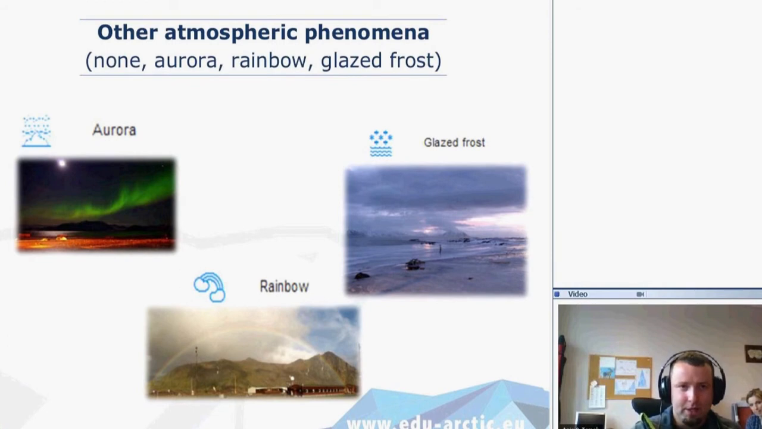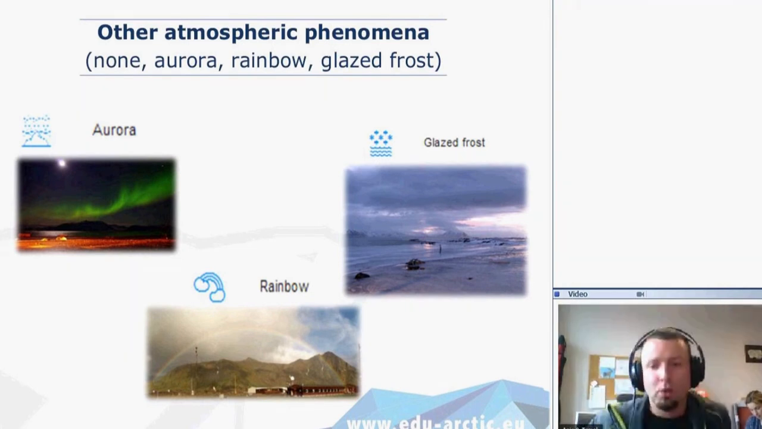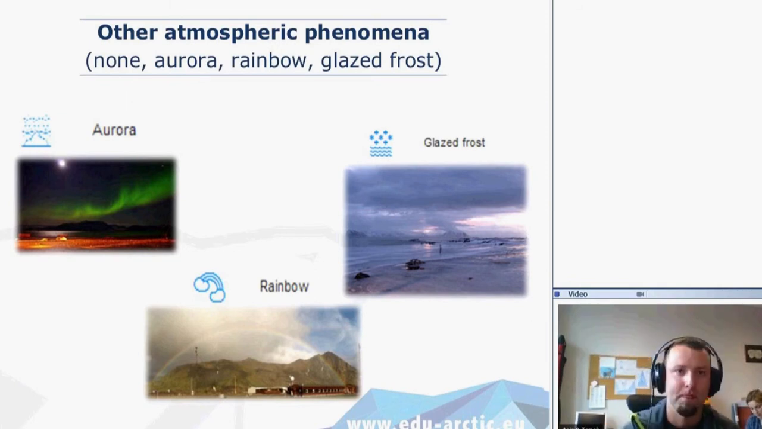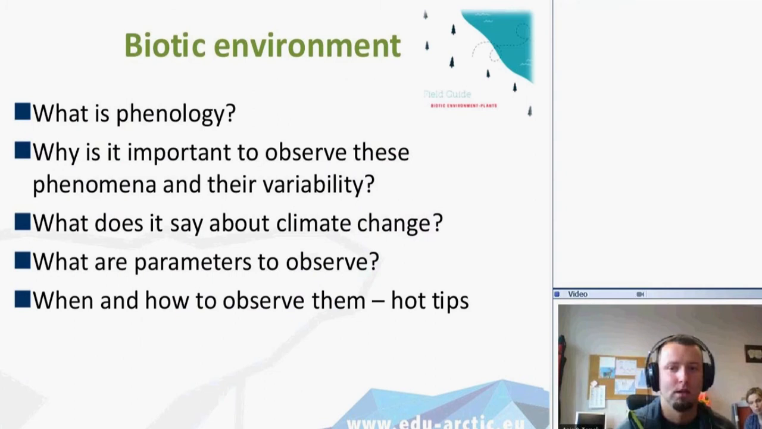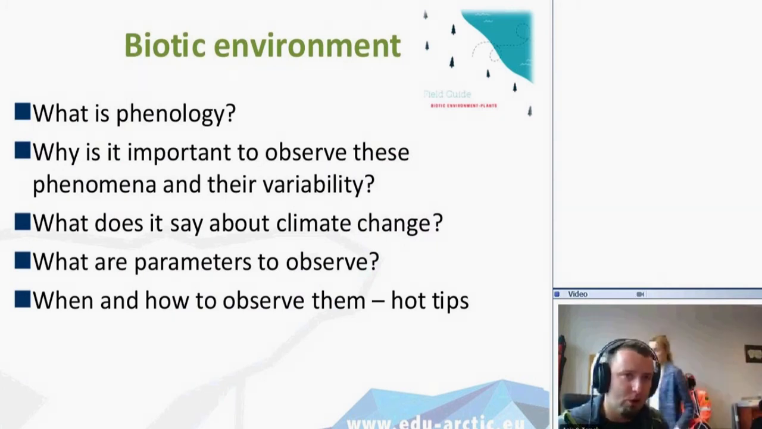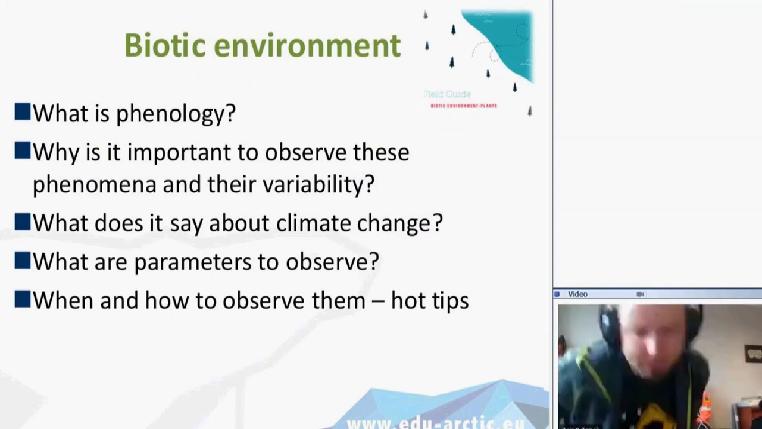Other atmospheric phenomena that you maybe will be observing and you have to report are, for example, northern lights, aurora borealis, rainbow. Maybe some of you will see a rainbow, when it is raining and the sun is somewhere behind. And there's also glazed frost, so an ice coating that occurs when freezing rain and drizzle hit a surface which is already frozen. Other parameters are from the biotic environment, and these will be presented by Ania.